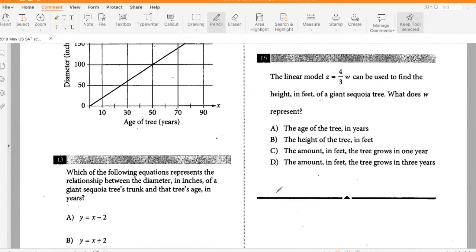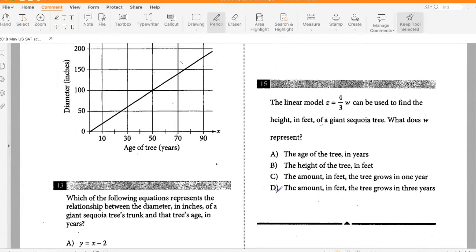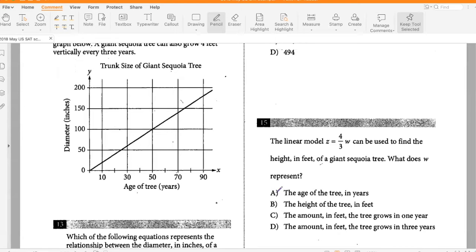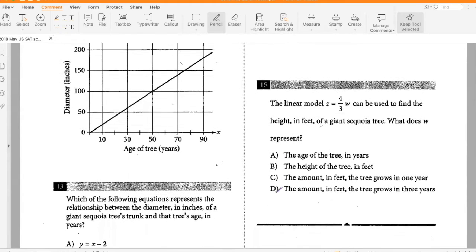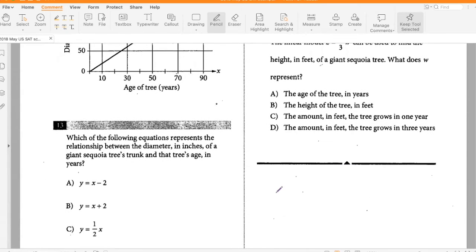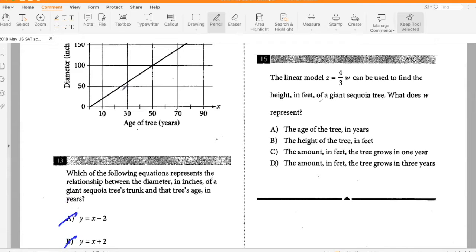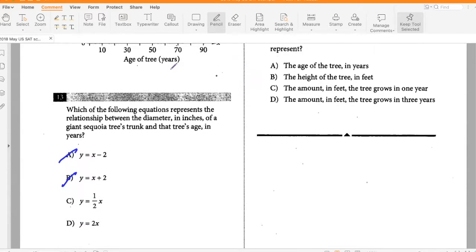Which of the following represents a relationship between the diameter of a giant Sequoia's tree trunk and that tree's age in years? Okay, so diameter and age. So we definitely have it passing through the origin, so it can't be A or B. And this is 50 comma 100, so y should be 2x. Yeah, option D.